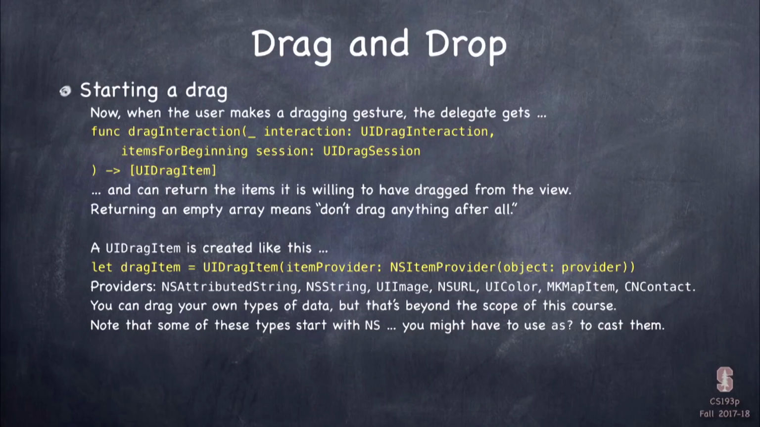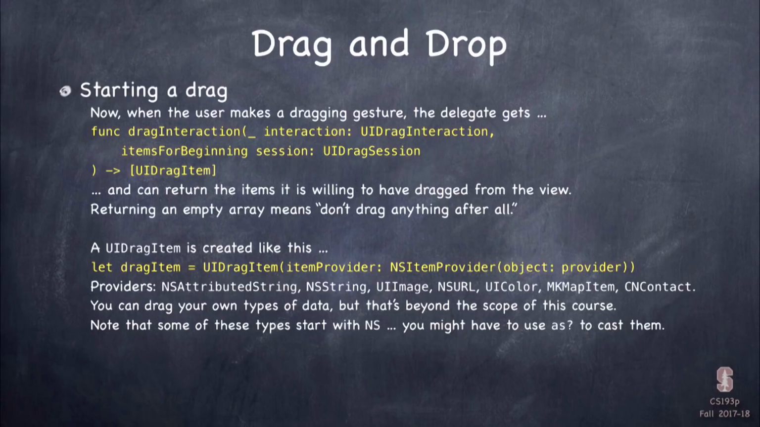UIImage, of course, you can pick up and drag UIImages around. NSURL, that's a really nice one. You go into a web page, you pick up a URL and drop it. Maybe it's a reference to an article or a URL for an image like we're going to have in the demo that we're going to build, etc. UIColor, MapItem, a contact from the address book, a lot of things you can pick up and move. These are all item providers.